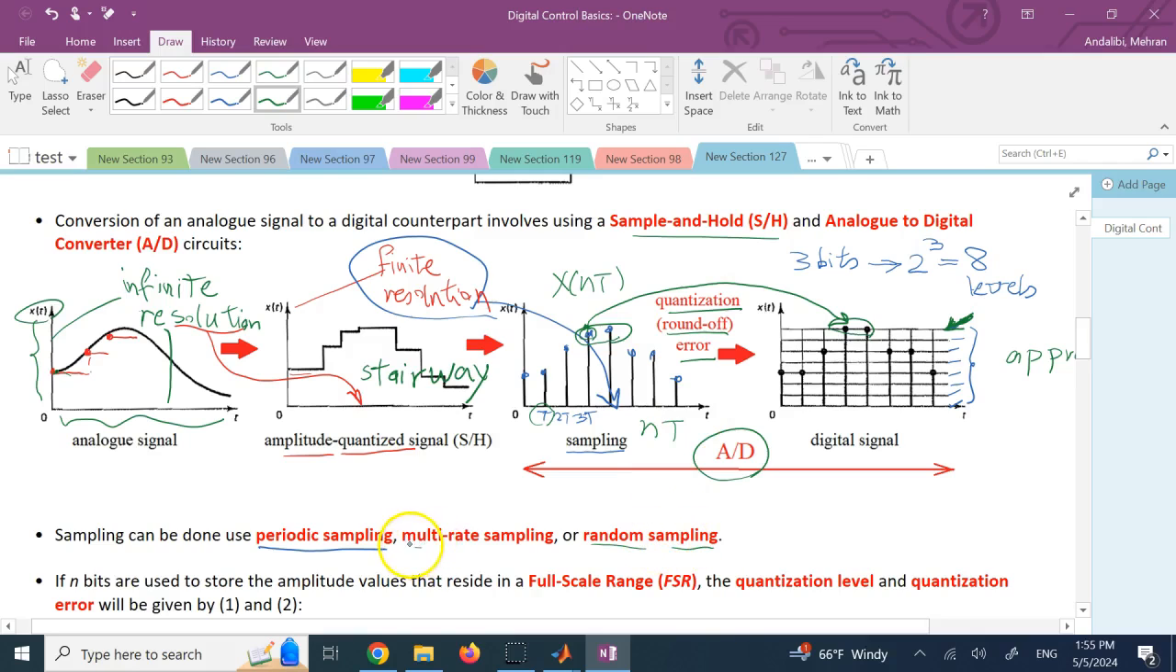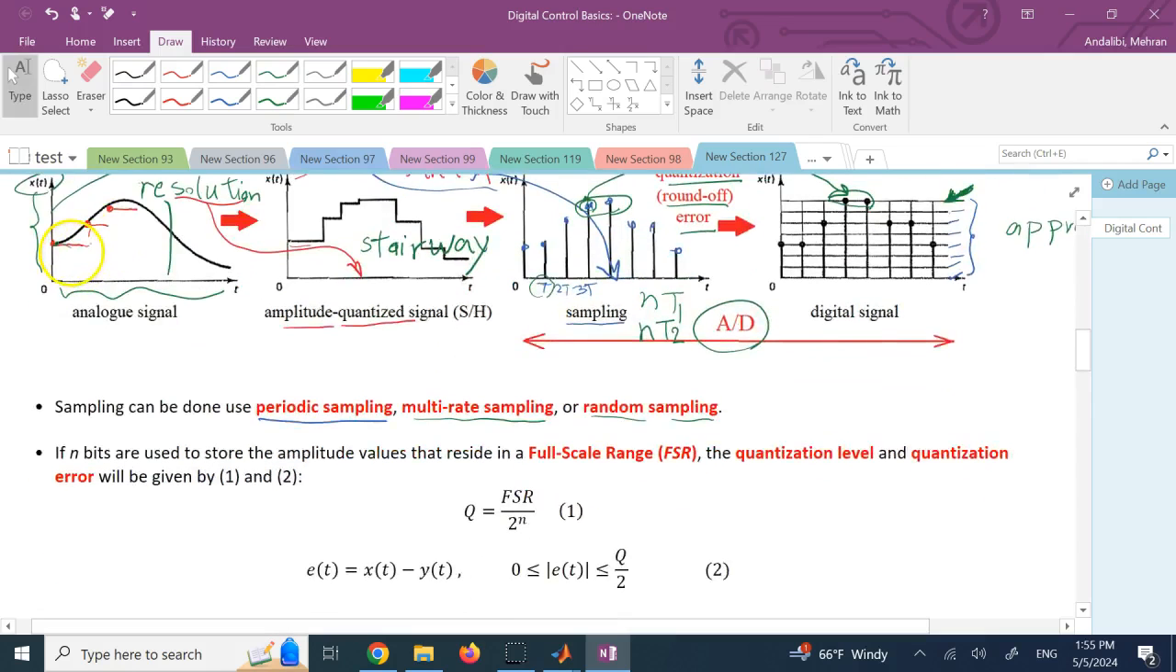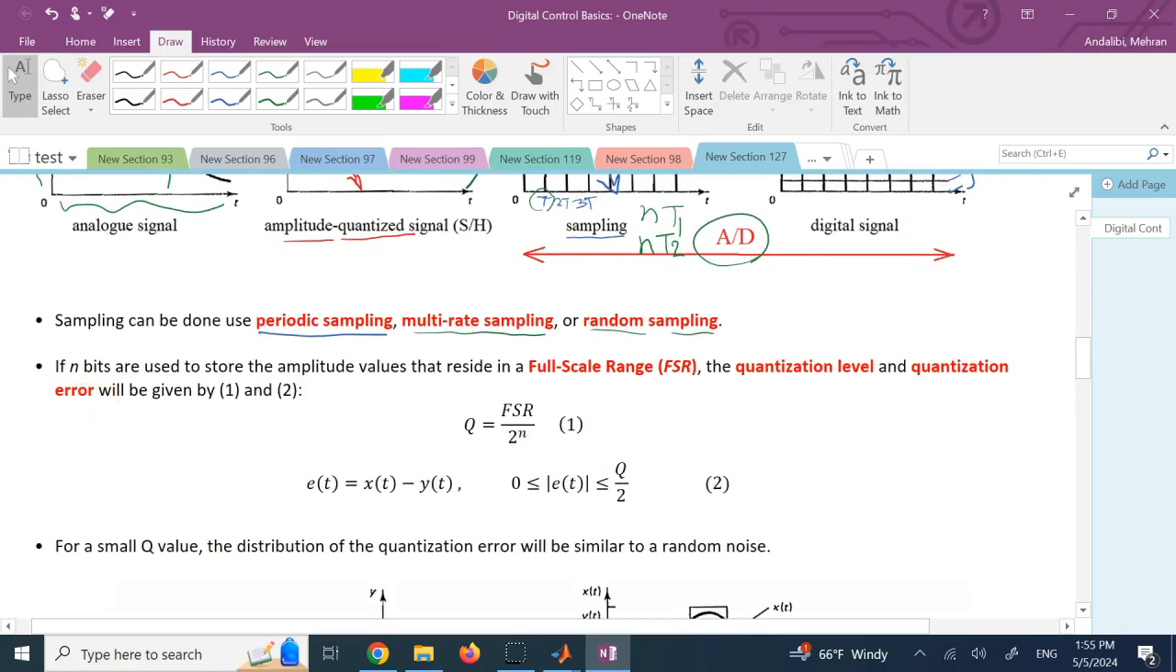And the other one is called multi-rate sampling. So you can have one circuit that samples at rate T1. The other one can do it at sample rate T2 and T3 and so on. So you have several circuits, each one sampling at a different rate. Okay, then you might call it multi-rate sampling. So there are different ways to do sampling. Now, let me do a little bit of theory here.